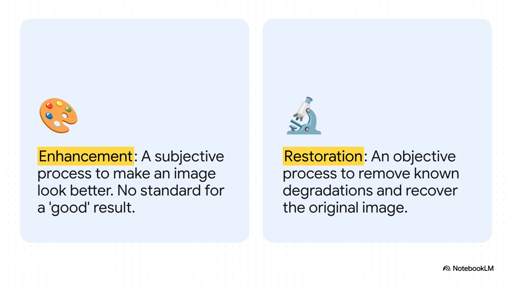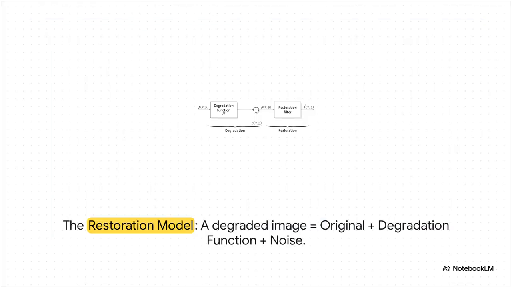Enhancement is totally subjective, right? What looks good to you might not look good to me. But restoration, that's objective. We have a mathematical model for what went wrong, say a specific type of motion blur, and we use science to try and reverse it, to get as close as possible back to the original clean image. And this is the exact model scientists work with.